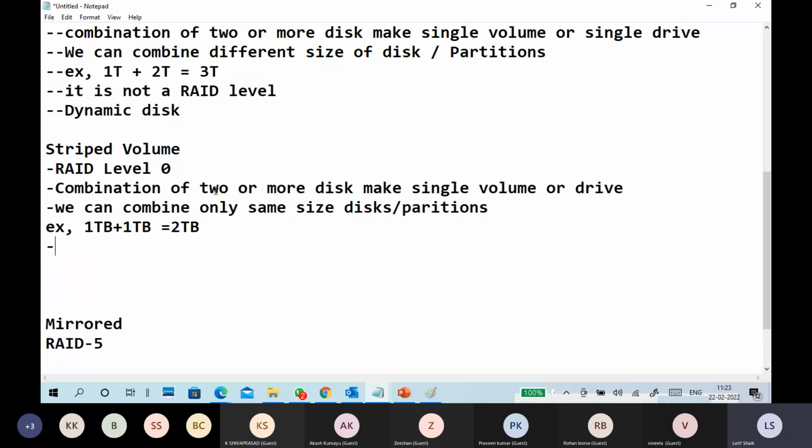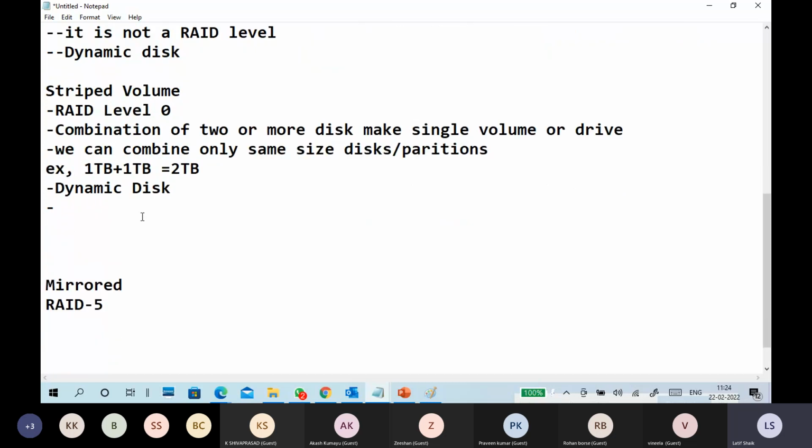RAID level 0, as I already told, is a combination of two or more disks making a single large volume. We can combine only same size disks or partitions of the disk. Of course, we use a dynamic disk for this one. For all volumes we use dynamic disks. So no need to tell again and again, but better to add one more point: it's not a basic disk, we use a dynamic disk. Dynamic means we have to convert basic to dynamic, and only then can we combine.